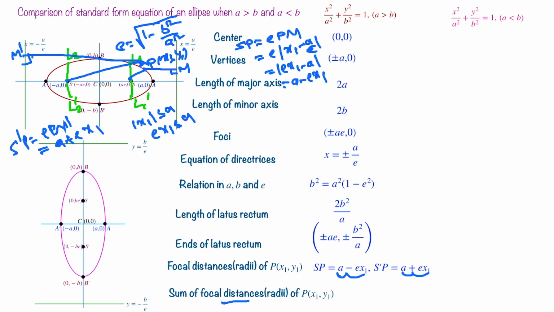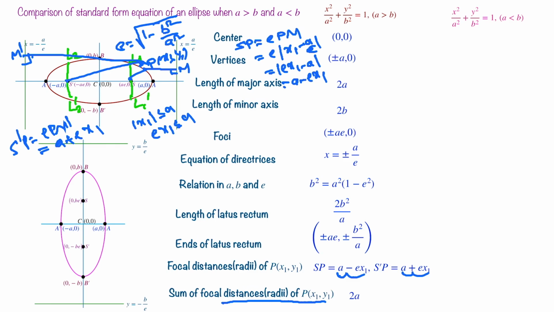Sum of the focal distances of the point x1, y1. If you add these two, what happens? e x1 and e x1 get cancelled, and you will get 2a. So the sum of the focal distances is always equal to 2a, independent of x1, y1, whatever point you take. So this SP plus S dash P is always equal to 2a. One can also define an ellipse in terms of this property, SP plus S dash P equal to 2a.